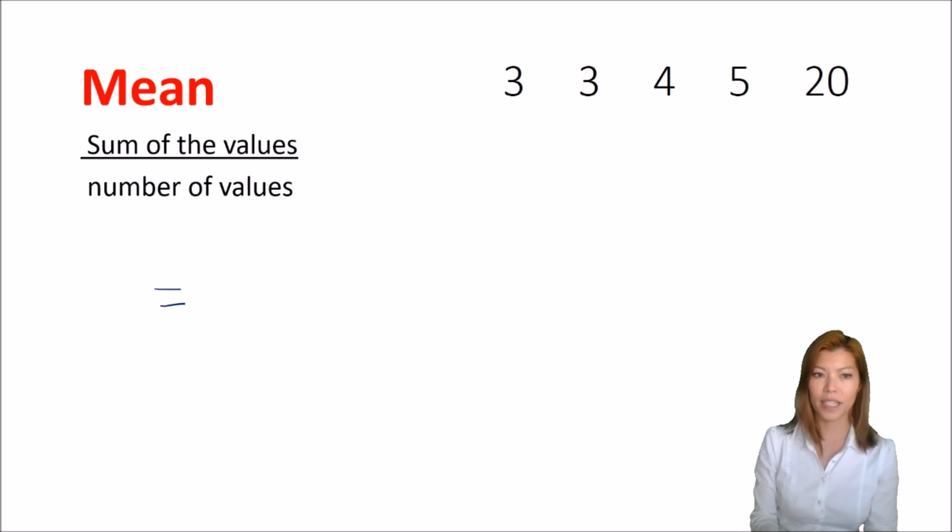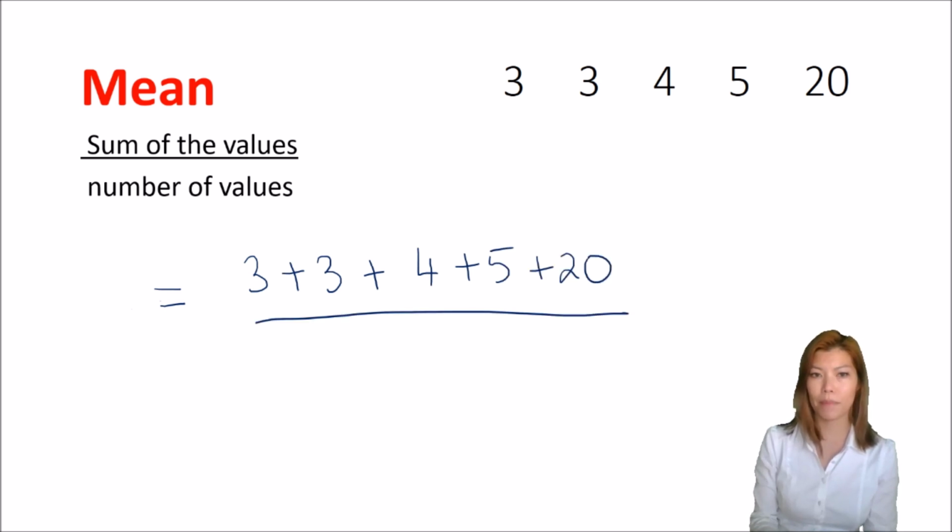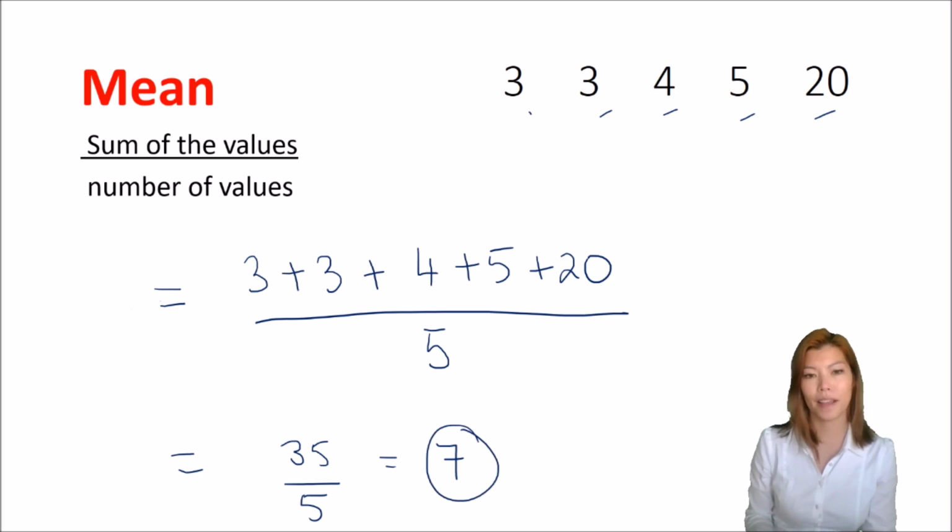So to work that out, we add all the numbers. 3 plus 3 plus 4 plus 5 plus 20, and we divide it by the number of values that are there. So we have 1, 2, 3, 4, 5. Now 20 plus 5 is 25, and 3 plus 3 plus 4 is 10, so we have 35 divided by 5, which is 7. So our mean is 7.